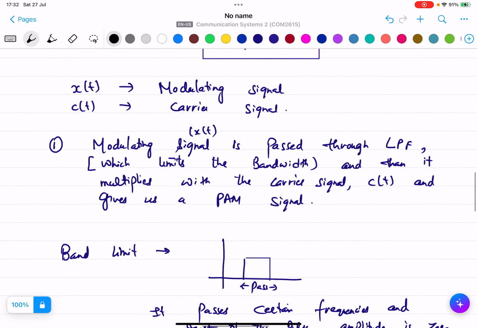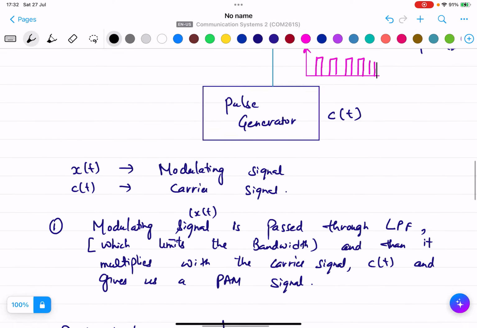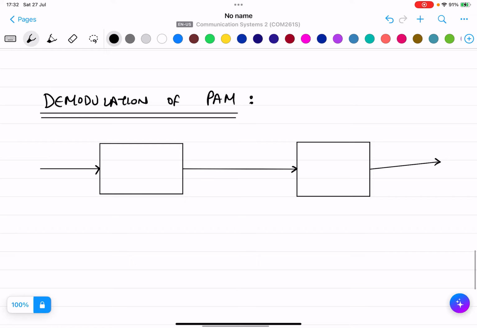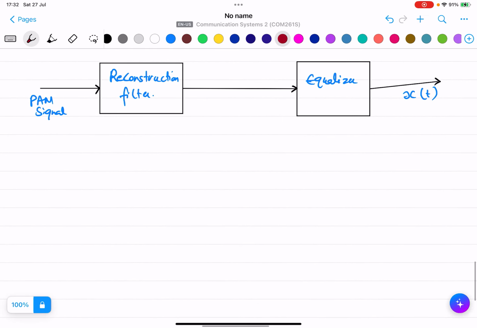Demodulation means, first of all, we generated the PAM signal, right? But now if we want to recover it back, how to do it? For doing it, we will pass the PAM signal through the reconstruction filter, okay, and then it will pass through the equalizer, and then we will get the original signal, the x(t). Okay, so this is the block diagram of the demodulation of PAM.